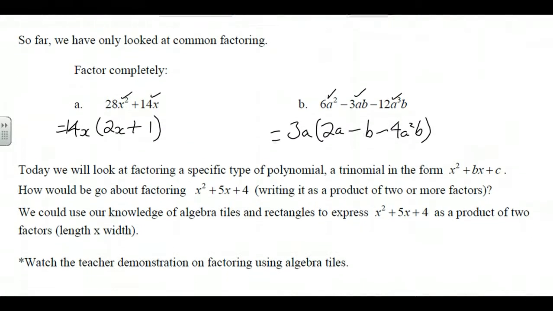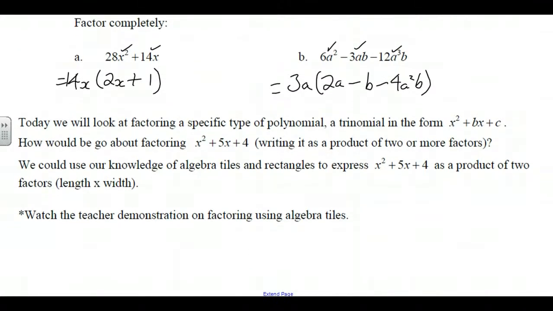Now on to the real stuff. So today we're going to look at factoring a special type of polynomial, which is a trinomial in the form x squared plus bx plus c. How could we factor x squared plus 5x plus 4? Remember, we're going to write it as the product of 2 or more factors.